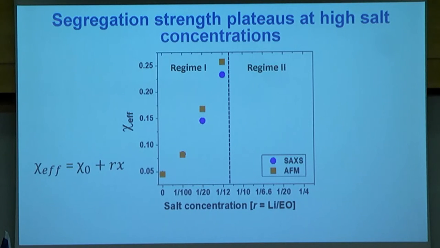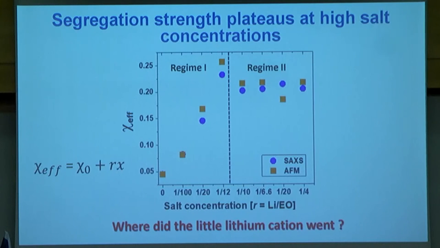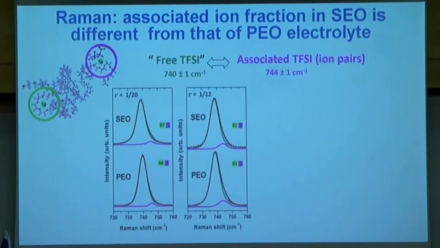So we can see this linear behavior, which is very famous for block polymers, because chi increases with more and more salt. And this is for regime one, if you remember. Both block polymer and homopolymer behave the same. However, in regime two, what we found is, again, it's stabilizing. So you add salt, but you don't change the physical, really the physical nature of the polymer, the thermodynamics. It's very, very weird. So we wanted to know where the lithium is going, where the TFSI is.